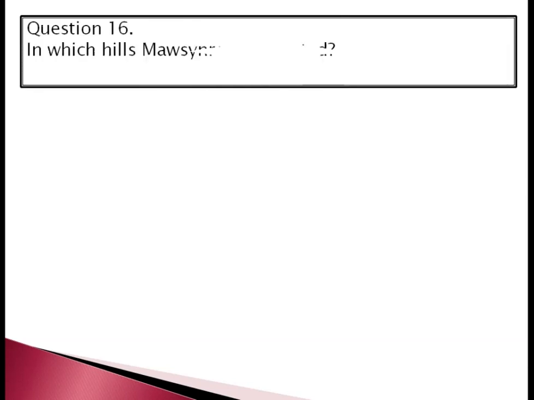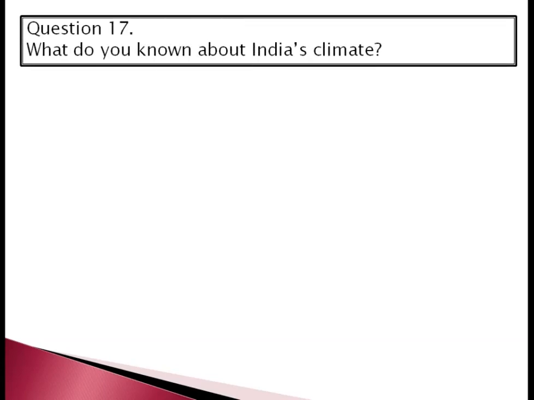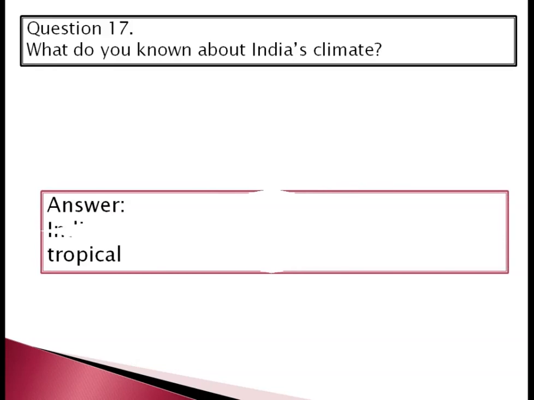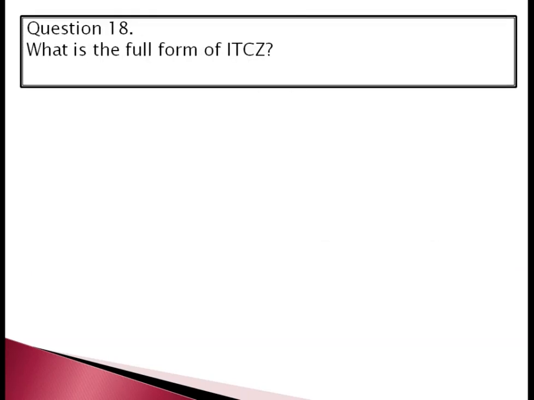Moving toward question number 16. In which hill is the monsoon located? The answer is Khasi Hills. Question number 17 for you. What do you know about India's climate? India's climate is tropical as well as subtropical. Next. What is the full form of ITCZ?